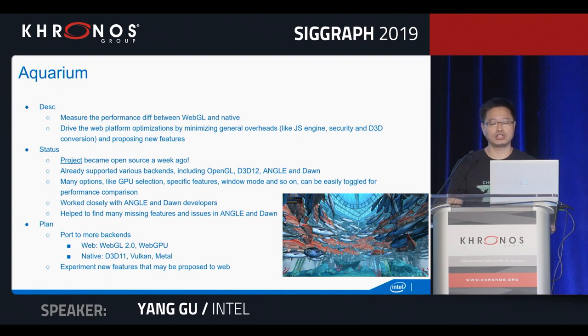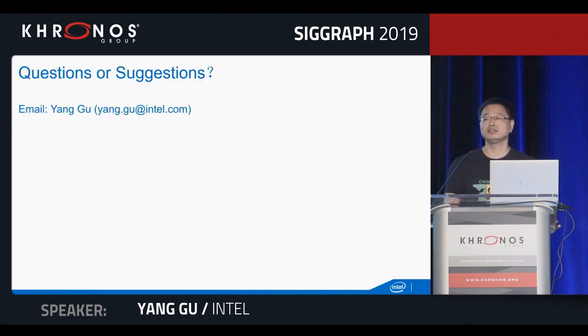During the implementation, we worked very closely with the Angle team and the Dawn team, and got very generous support from them. And we also found many issues and some missing features inside these projects. As the next step, we will continue to port it to various other backends like D3D11, Vulkan, and Metal. So that's it. If you have any questions or suggestions, feel free to talk to me or email me. Thank you.